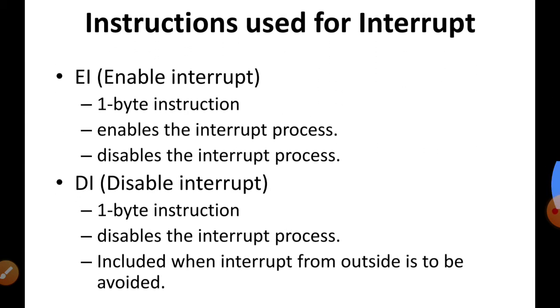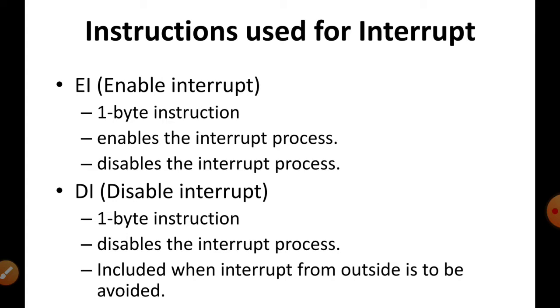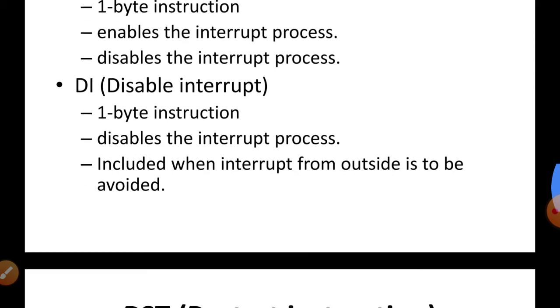The instructions used for interrupts are, as I told you, EI and DI. In the case of EI, it is a single byte instruction. It enables the interrupt process, and again it is going to disable the interrupt process. Both things are contradictory to each other, but the meaning is very simple. Once it enables the interrupt process and one of the devices has interrupted the microprocessor, it disables the rest of the interrupts. So, that is why EI stands for enable as well as disable. Once the interrupt process is enabled, it is going to disable.